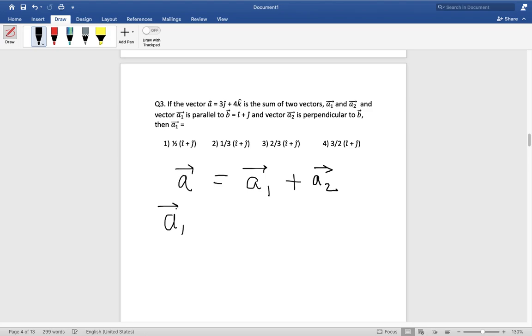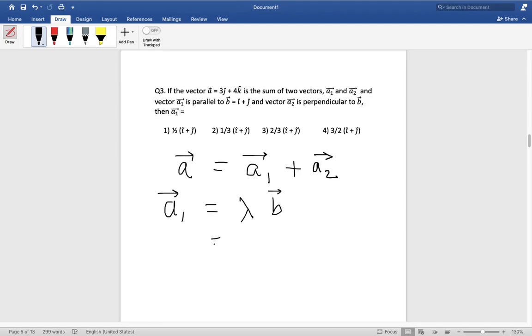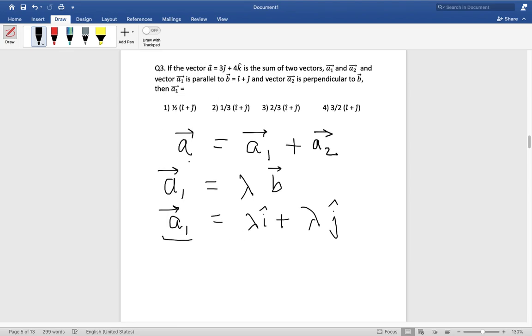Okay, so a is given to us, a1 is not given, a2 is not given, b is given to us. a1 is parallel to b, so a1 is just a scalar multiple lambda multiplied with vector b. That's easy, right? And b vector is given to us as i plus j, so this will be lambda i plus lambda j. This will be my vector a1. Now that I have vector a1, I also have vector a. I can calculate vector a2. a2 will be a minus a1.